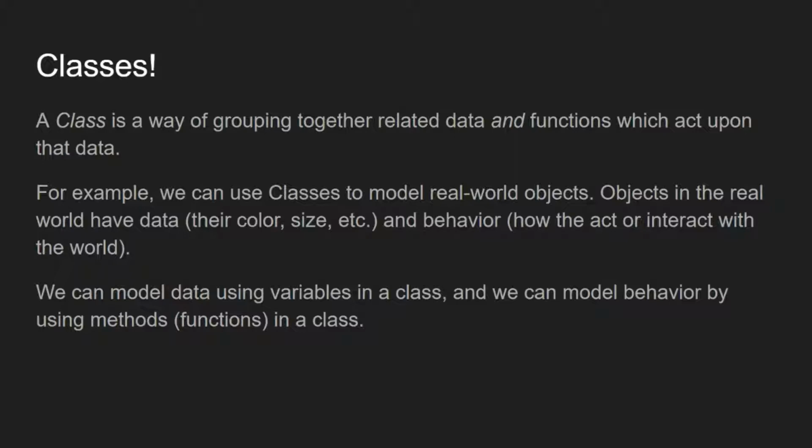We can use classes to model real-world objects, because objects in the real world have data, like color or size, like a ball could be red, and behavior, how they interact with the real world. So a ball could bounce off a floor. We can model the data, the properties of the object, using variables in a class, and we can model behavior by using methods, which are what we call functions, also in the class.